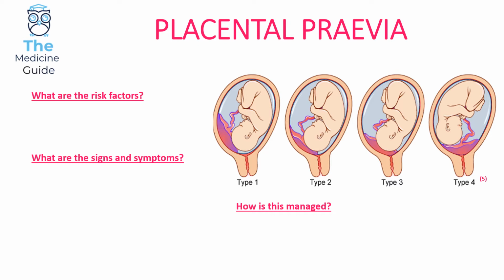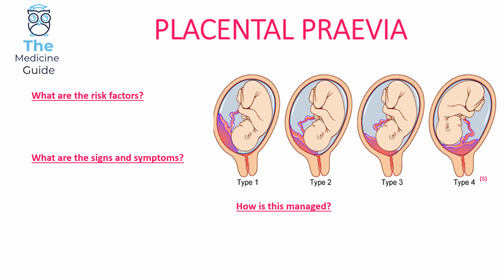So if you have a look at the diagram, you can see there's a spectrum from type 1 all the way to type 4, where type 1 has the least severity, but type 4 has the greatest severity. And you can see this all depends on the level of occlusion of the internal cervical os.